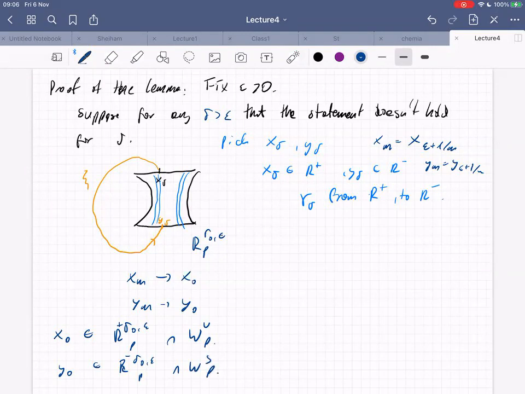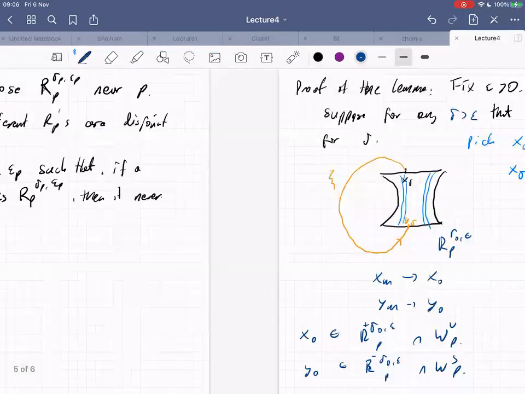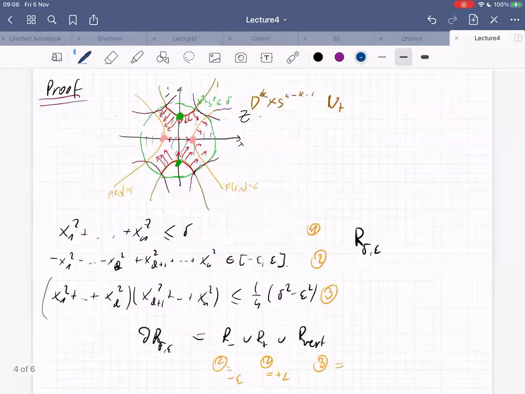Is this clear? So this is an important moment. Is this clear? Can someone say if it's clear or unclear? Too bad. Okay. I need to spend a bit more time.